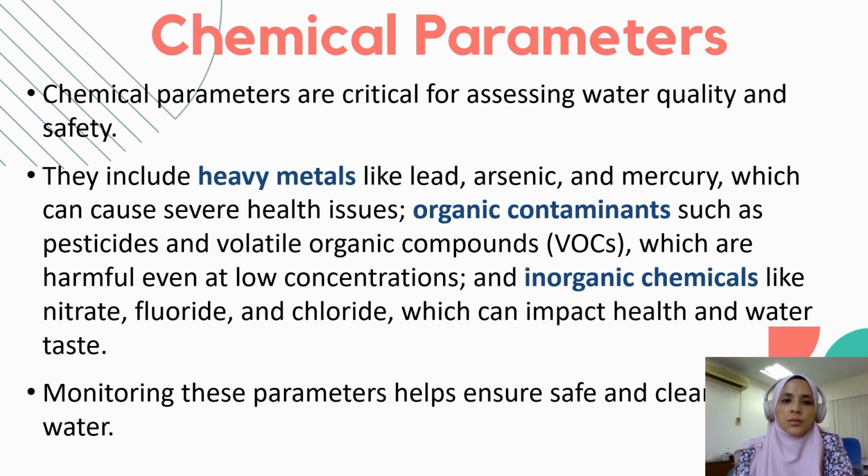Chemical parameters are critical for assessing water quality and safety. They may include heavy metals like lead, arsenic, and mercury, which can cause severe health issues. The second one, organic contaminants such as pesticides and volatile organic compounds, which are harmful even at low concentration. And of course, inorganic chemicals like nitrate, fluoride, and chloride, which can impact health and water taste. Monitoring these parameters helps ensure safe and clean drinking water.